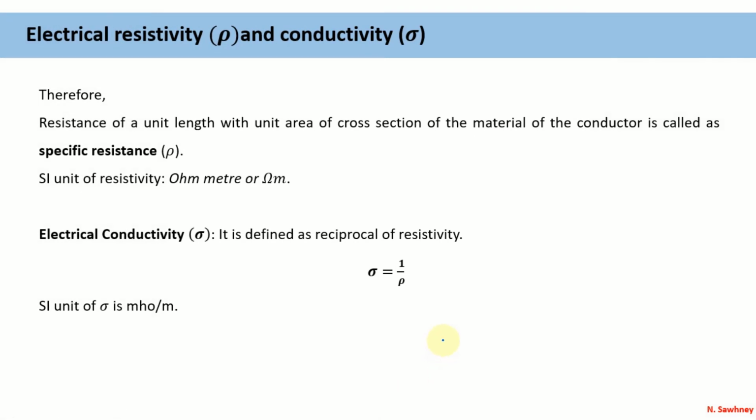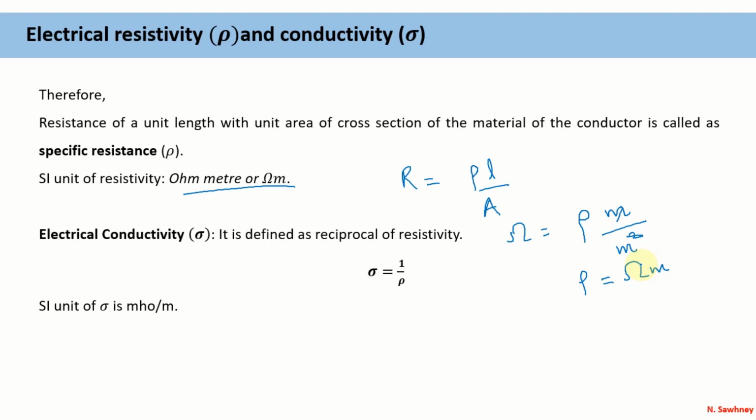So, resistance of a unit length with unit area of cross section of the material of the conductor is called specific resistance, and its SI unit is ohm meter. That means we are simply calculating the SI unit by the formula R = ρL/A. The SI unit of resistance is ohm. We have to calculate the SI unit of ρ. Length SI unit is meter and area SI unit is meter square. That means the SI unit of resistivity is ohm meter, which we have written here.